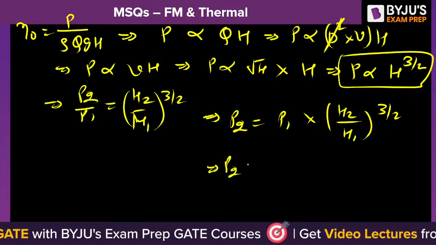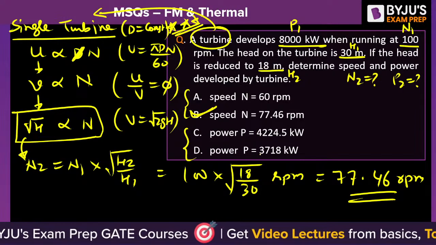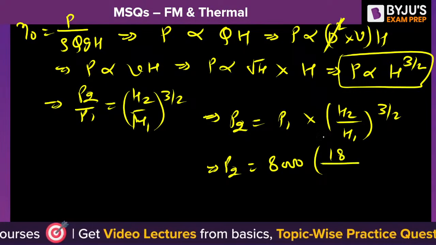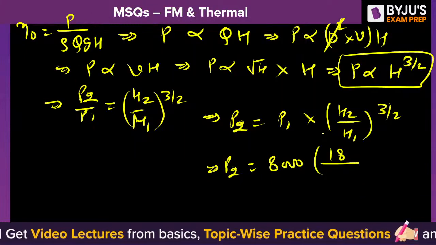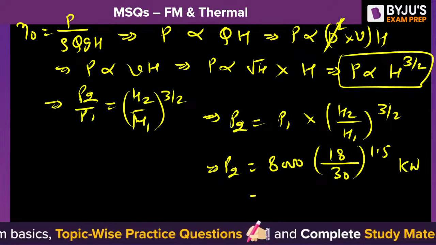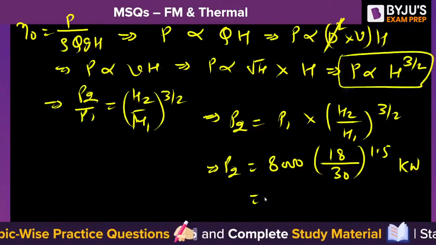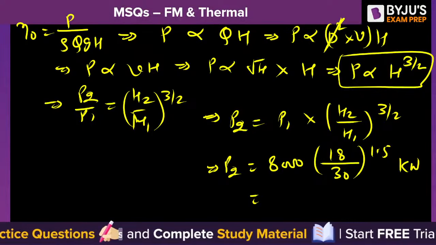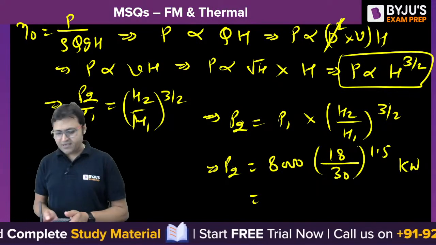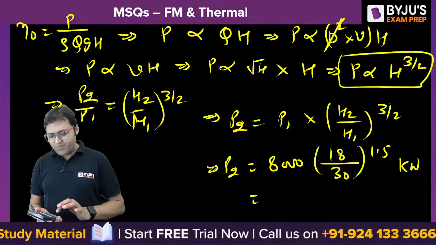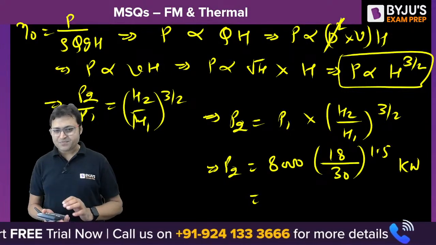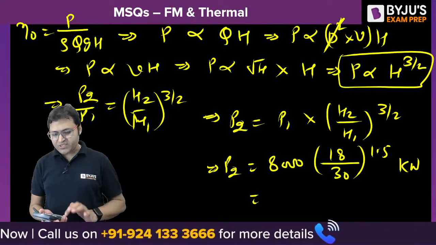So what is P2? What is P1? P1 is given as 8000 kilowatt, into H2 is 18 divided by H1 is how much? 30, to the power 1.5 kilowatt. What will be the answer? Can you find out power? Those who have not solved it yet, please give it a try. 18 divided by 30 to the power 0.5, right? Into 8000.